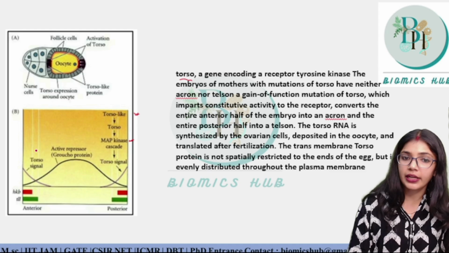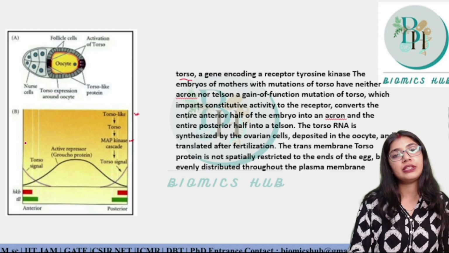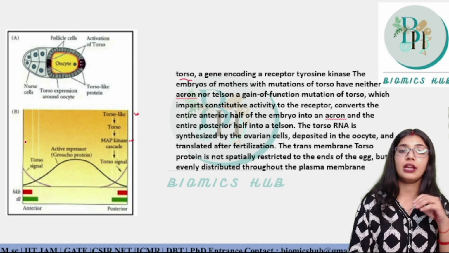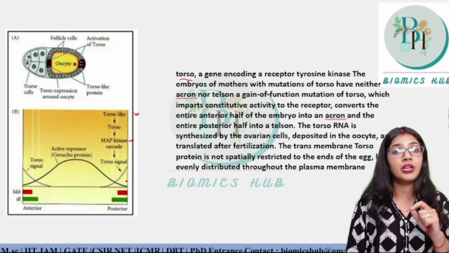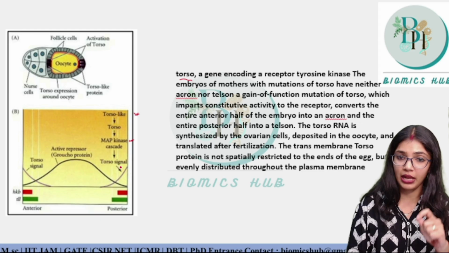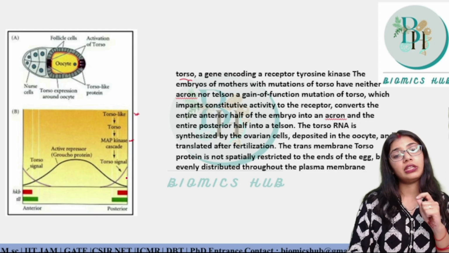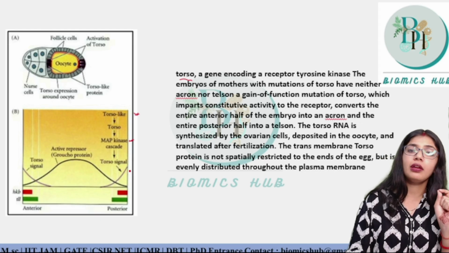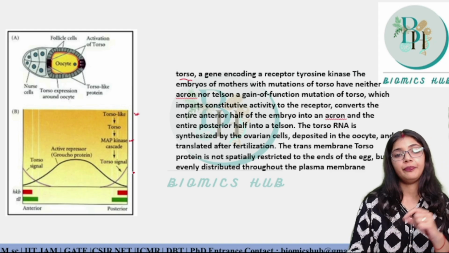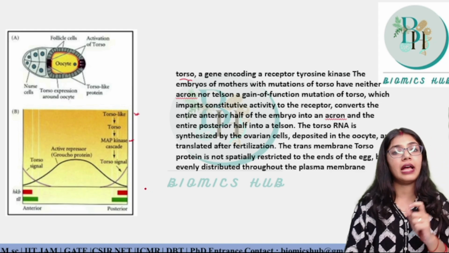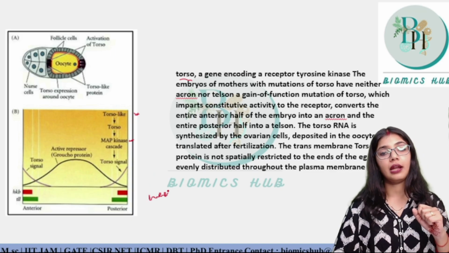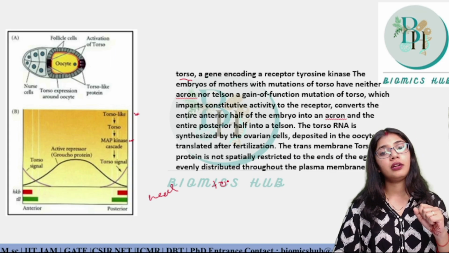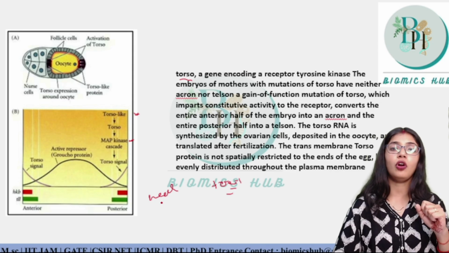In the anterior region it gives a signal to bicoid. Along with bicoid, it helps in the formation of the head region, and in the posterior region, the telson, it binds with nanos to give the telson protein. If this torso protein is mutated, the anterior portion as well as the posterior portion, that is, the head and the tail portion, are not formed.